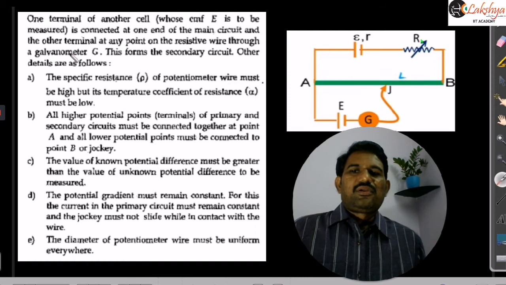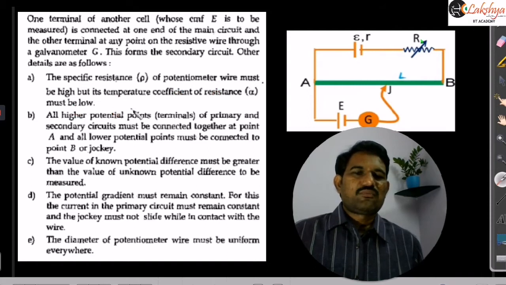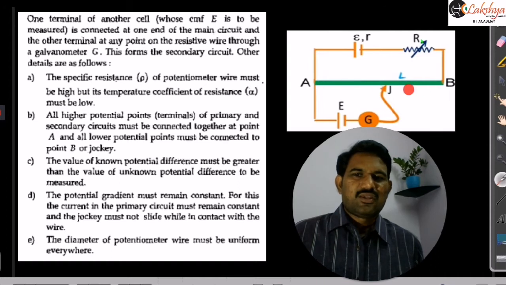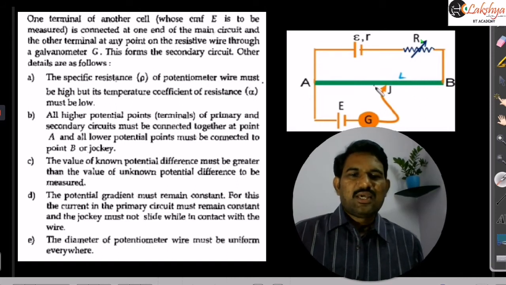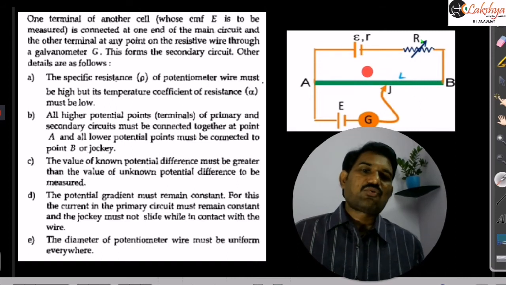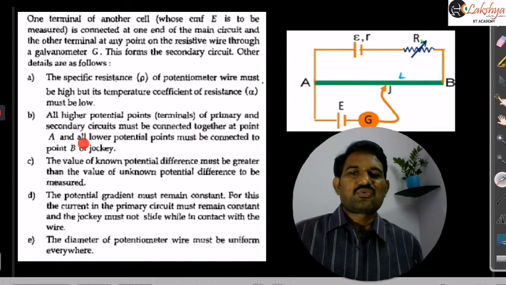Now see some important points regarding the circuit here. The specific resistance of the potentiometer wire must be high, and its temperature coefficient must be low. That is why we are using materials like constantan or manganin. The specific resistance of this material must be very high, that means it should have some high resistance, but its alpha value, the temperature coefficient, should be very low. And the higher potential points of the primary and secondary circuits must be put together, and the lower potential points must be connected to the jockey. So this is the circuit here.